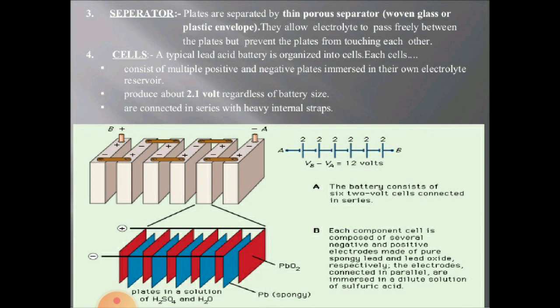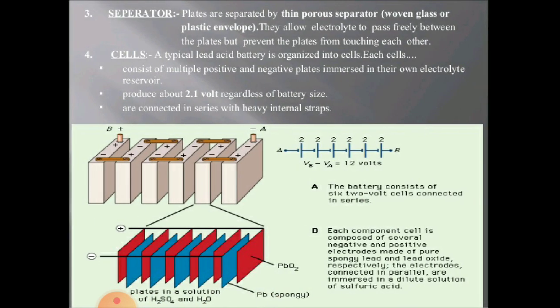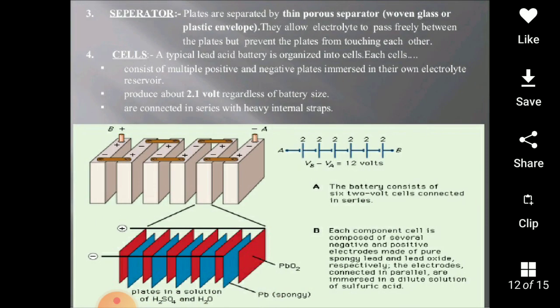Next we have cells. We have a number of cells connected in series. Each cell has one positive and one negative plate, and each cell is rated for 2.1 volts. These are connected in series. For a 12 volt battery, we have 6 cells connected in series. So like this, the construction will be preferred.